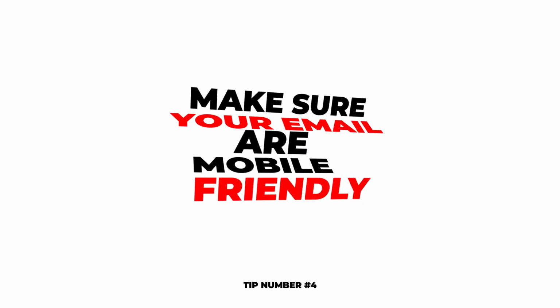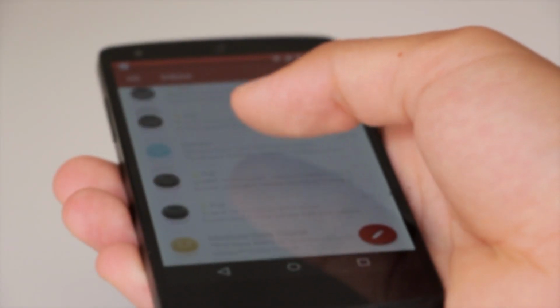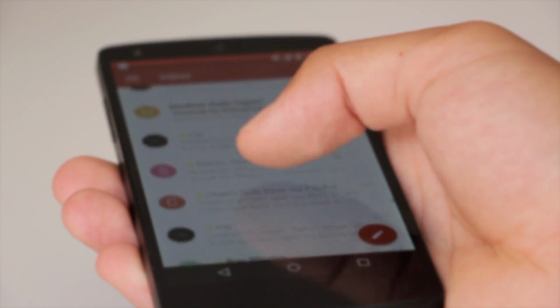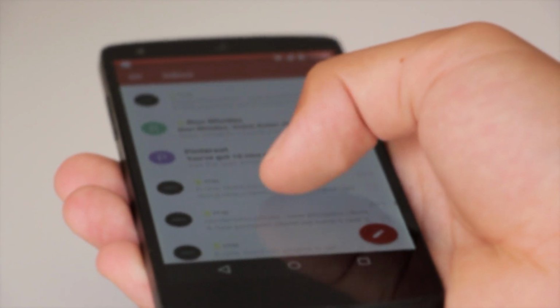It could save you a lot of trouble down the road. The fifth tip is make sure your emails are mobile friendly. Nowadays we have mobile, and it's no secret that the way we communicate has changed drastically in recent years.